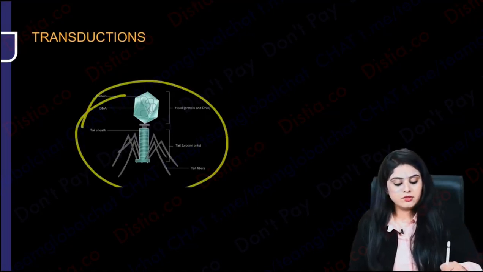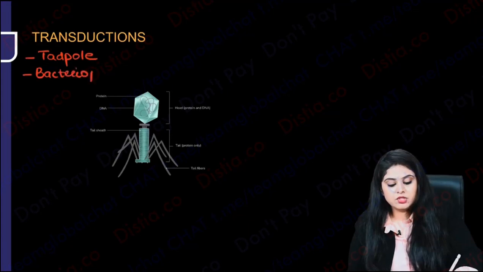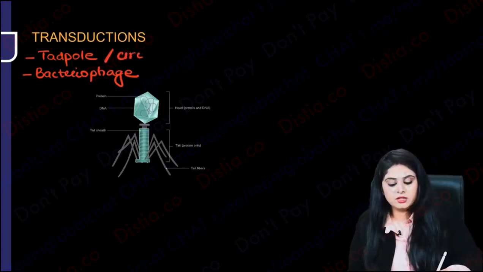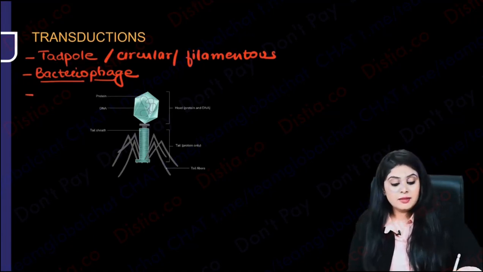Transduction. What do I need for transduction? What is this tadpole shape thing that we have over here? This tadpole shape is referred to as a bacteriophage. Not only tadpole, it can have many shapes. It can also be circular. It can also be filamentous. But what we most commonly study is going to be the tadpole shape. But what is it? I'm calling it a bacteriophage. Is it a bacteria? No. Bacteriophage is a DNA virus.